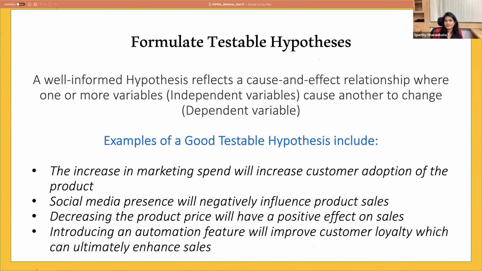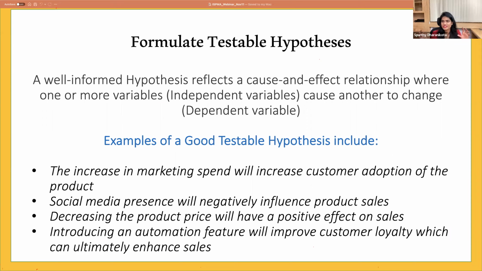Once you're done with your literature review and you have your formulated research questions, now is the time to come up with testable hypotheses from those research questions. What do we mean by that? Any well-informed hypothesis reflects a cause and effect relationship. There are independent variables and dependent variables. There are only two types of most important variables in any data set. Independent variables could be your marketing spend, your social media presence, your demographics, and all aspects that can cause an effect in the sales. Sales is our dependent variable.